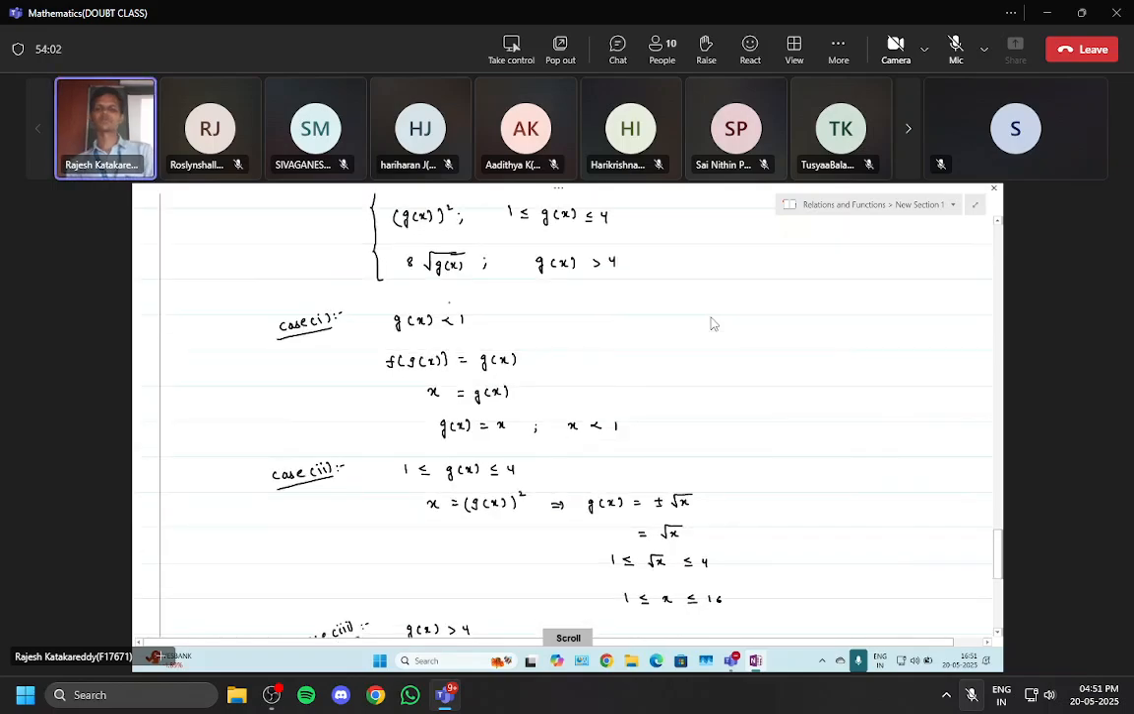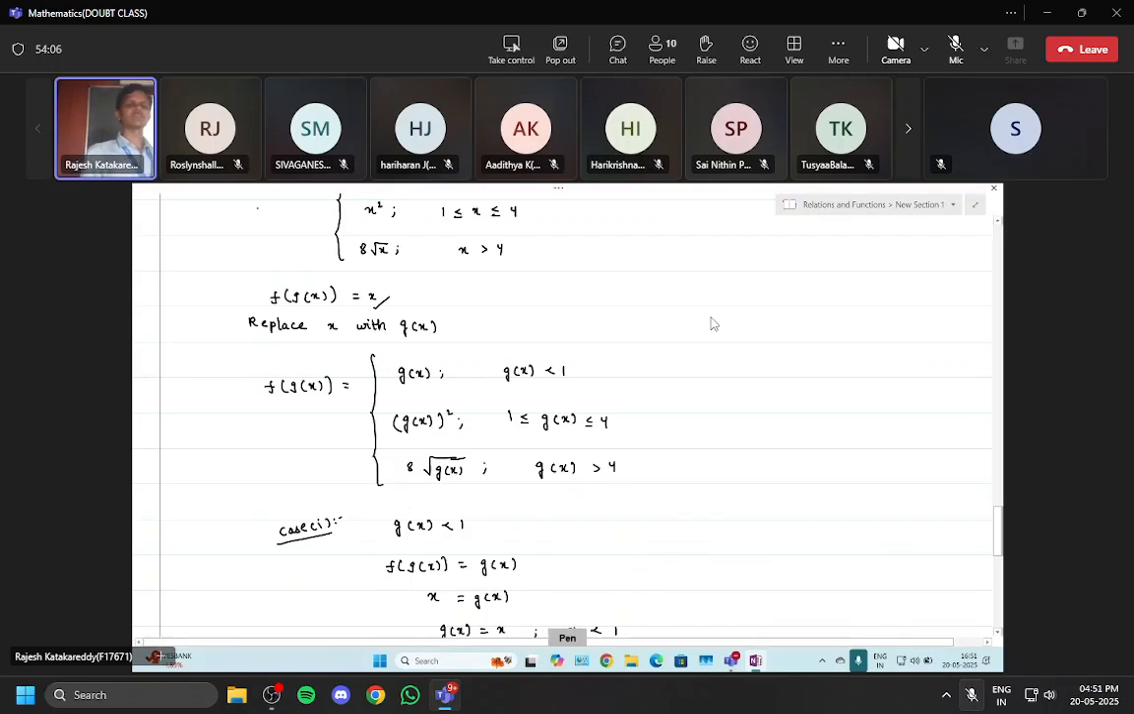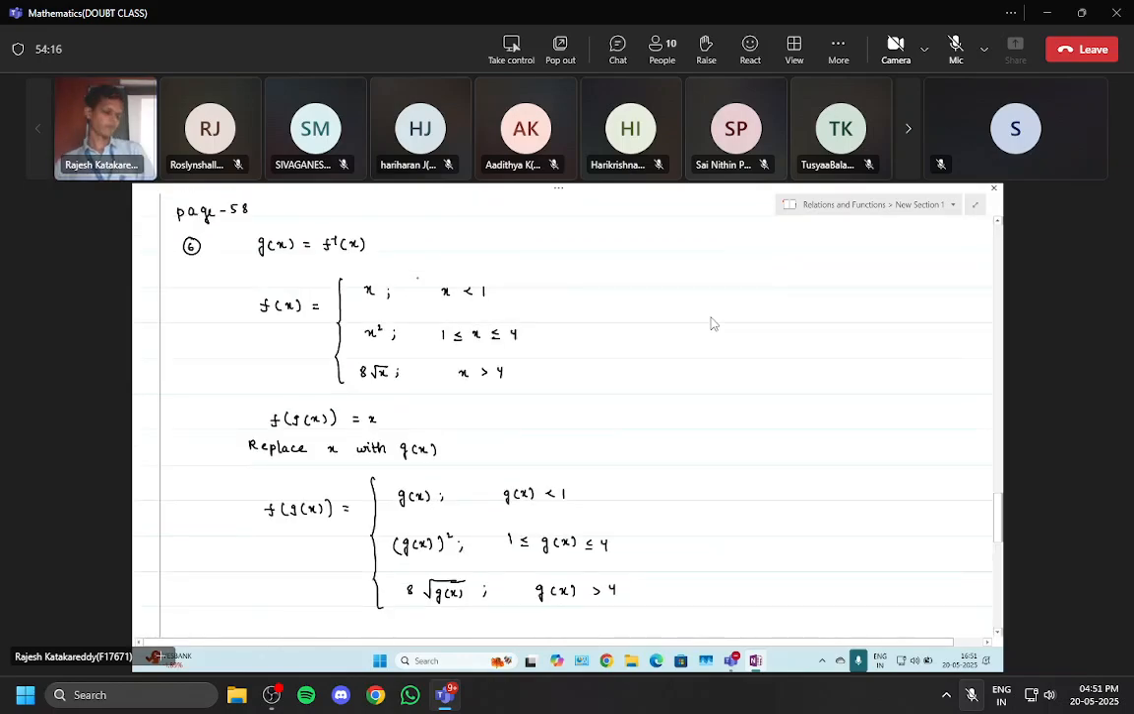For the same thing, we should not have 2 different images. If I take it like that, it won't be a function. It will be just a relation. Copy this, please.